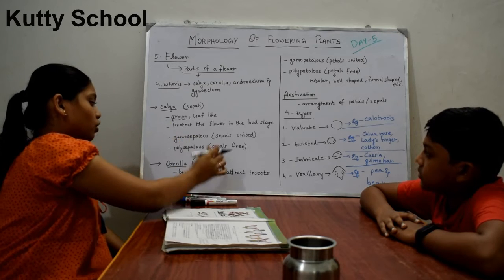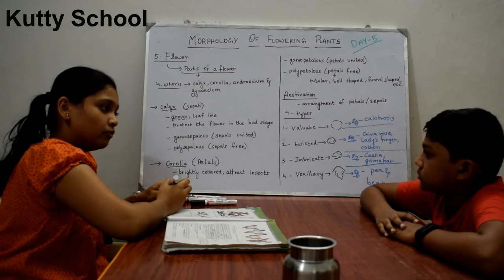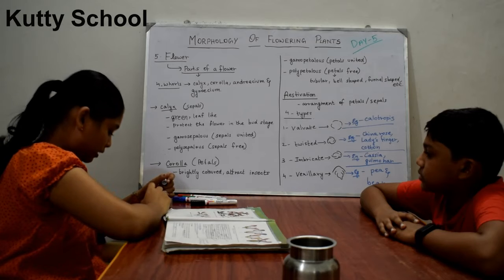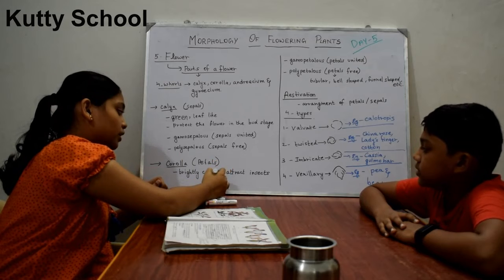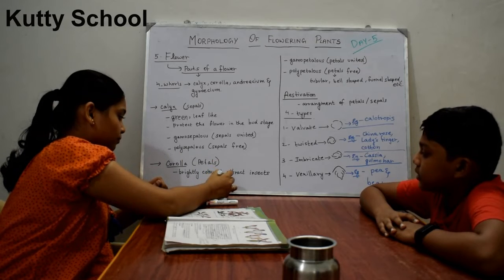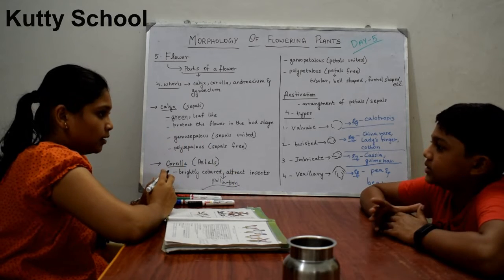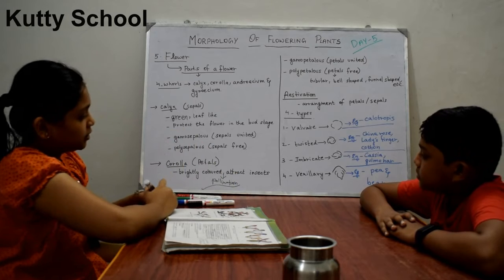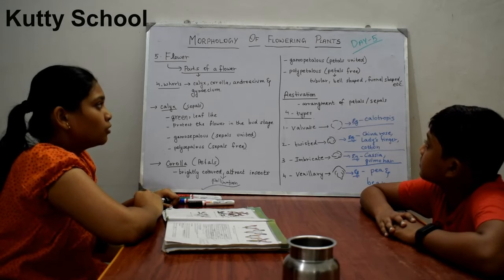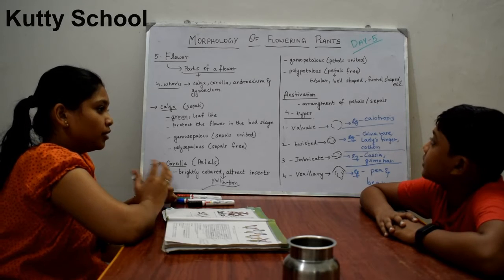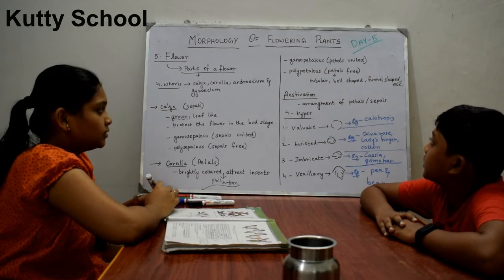The corolla is also known as petals, and these are brightly colored. They are available in different colors: pink, yellow, white. They attract insects and help in pollination. Pollination is the transfer of pollen: an insect comes, sits, and goes to another plant. They attract insects because of the brightly colored petals. These can also be gamopetalous, petals united like sepals, or polypetalous, petals free like polysepalous.